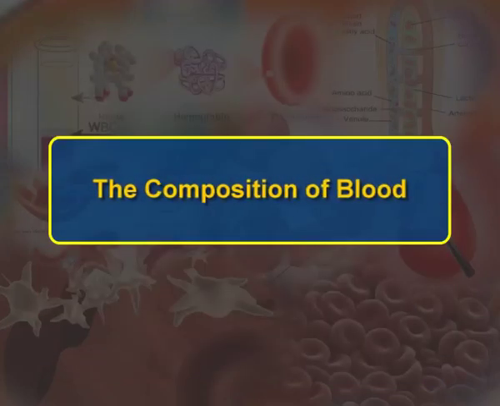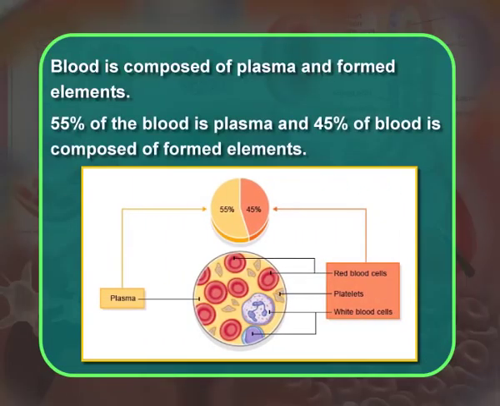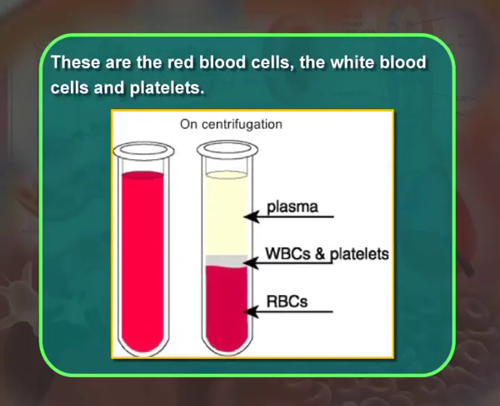Let us now discuss the composition of blood. Blood is composed of plasma and formed elements. As you can see in the pie chart, 55% of blood is plasma and 45% of blood is composed of formed elements. Now, there are different types of formed elements. What are these? These are the red blood cells, the white blood cells and platelets.